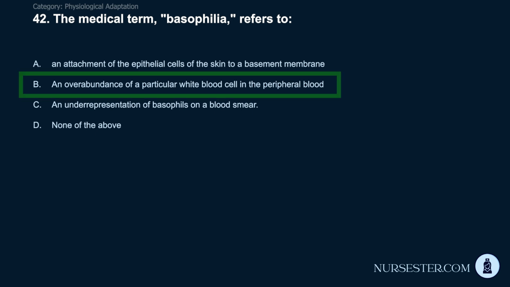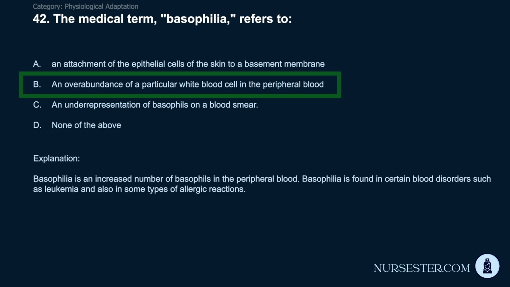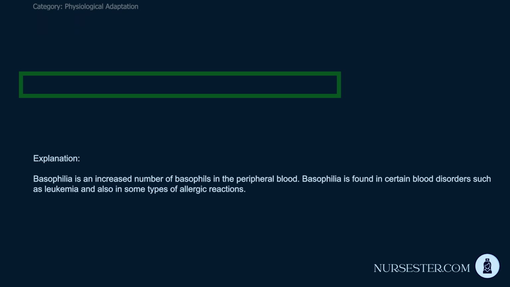Correct answer, B. An overabundance of a particular white blood cell in the peripheral blood. Basophilia is an increased number of basophils in the peripheral blood. Basophilia is found in certain blood disorders such as leukemia and also in some types of allergic reactions.